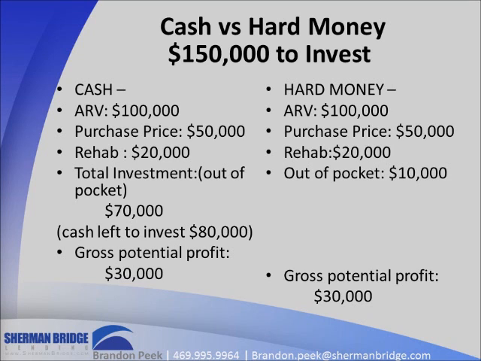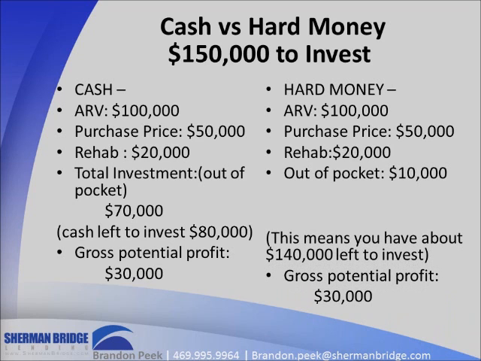Now on the hard money side, if you had $150,000 and you spent about $10,000 to get into your first property, this means you would have about $140,000 left to invest. So your gross potential profit of 30 times more properties.